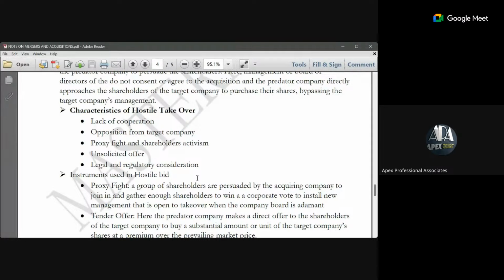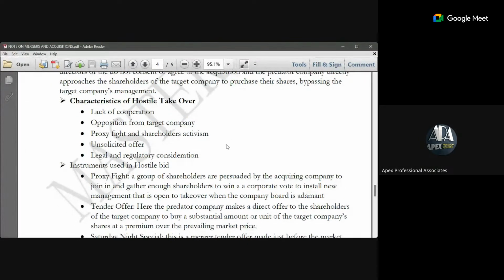Now, when we say proxy fight, this has to do with the predator company trying to ensure that the merger actually comes to pass. And shareholder activism is where you see the shareholders fighting their management, saying, no, why are you people not supporting? Because the predator companies have bypassed the management to reach the shareholders for them to support, or to be able to get a higher vote in favor of the takeover.